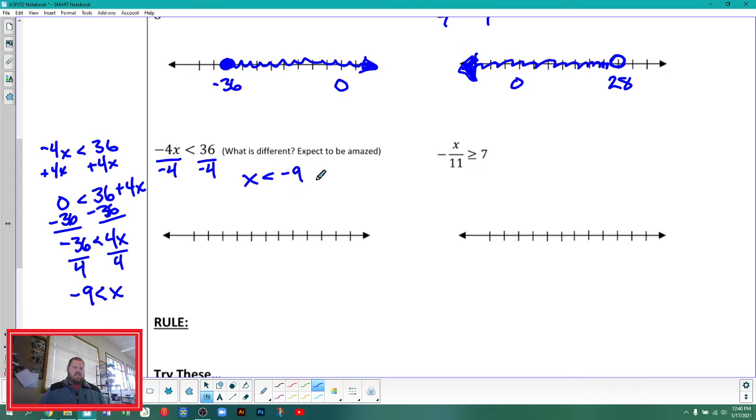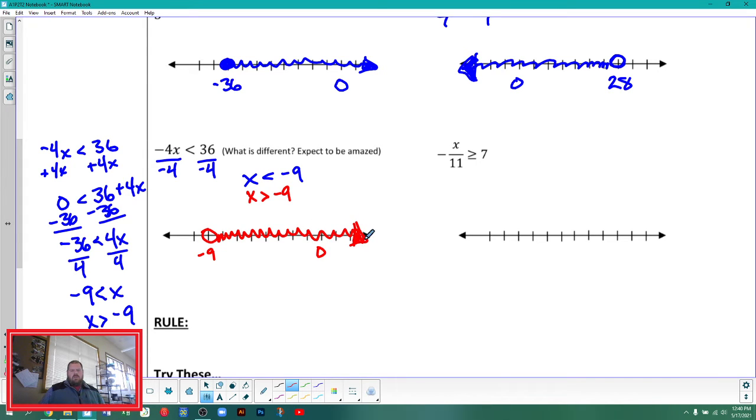Now that's different than what this says, because if I flip this around, this would be x is greater than negative 9. So I have conflicting results here. What it comes down to is that whenever I multiply or divide by a negative, I have to flip the inequality. The right answer is x is greater than negative 9. So let's call negative 9 there and 0 there. Open circle at negative 9, and I'm looking for the numbers that are bigger.